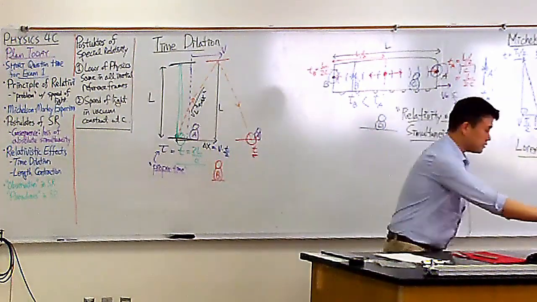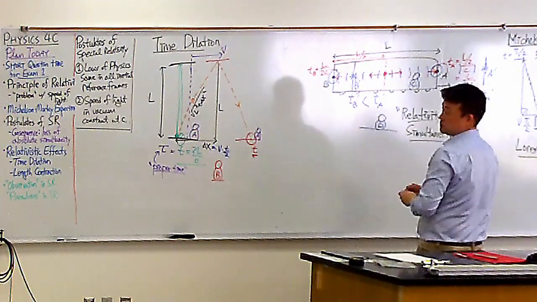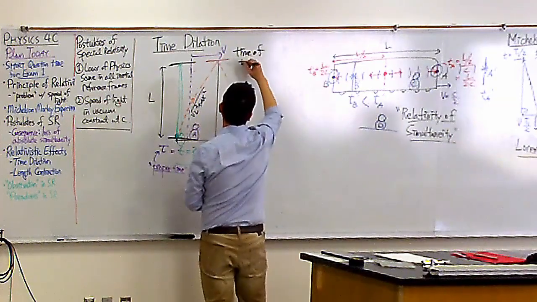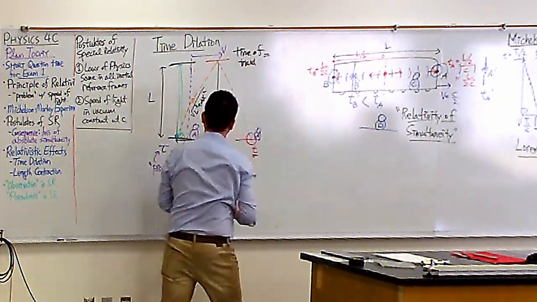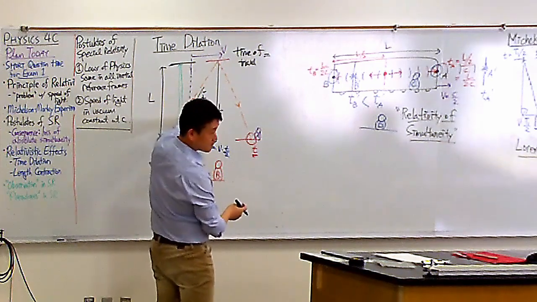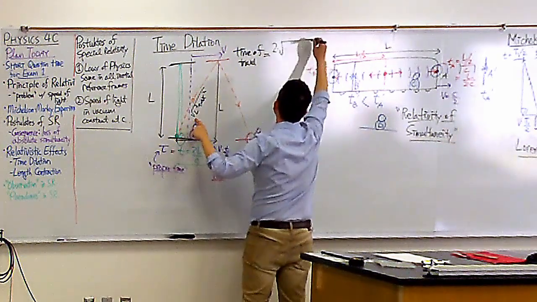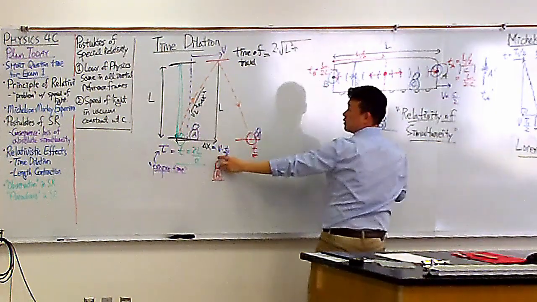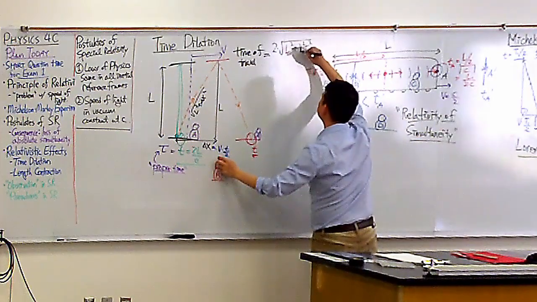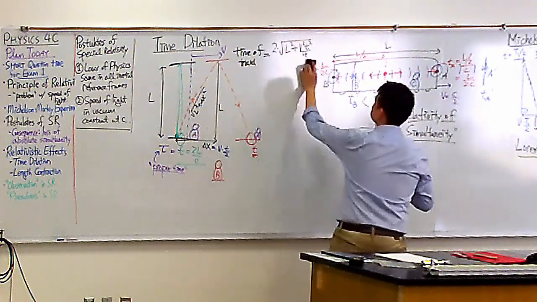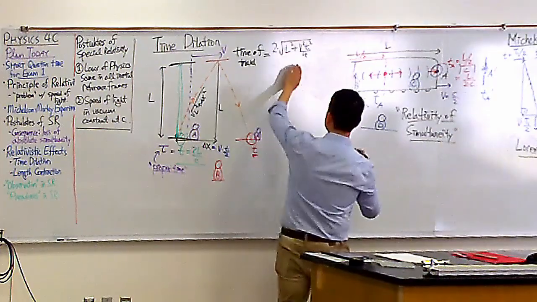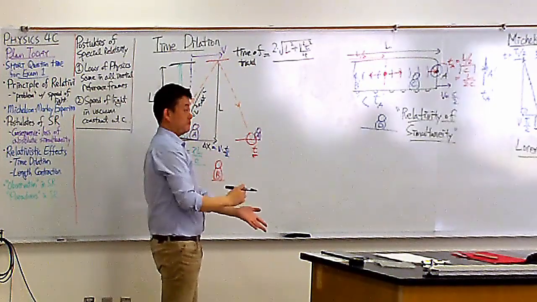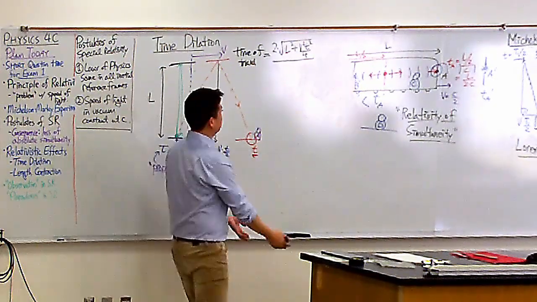Okay? So the algebraic expression is the time of travel is equal to the distance. That would be twice this distance, square root of L squared plus delta x squared, which is the v squared t squared over 4. Distance traveled divided by speed. What's the speed? C. Speed of light is always c.